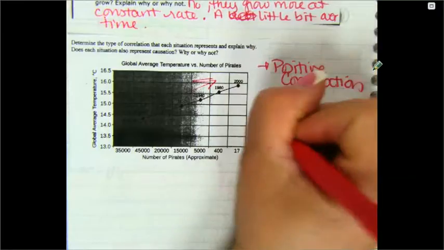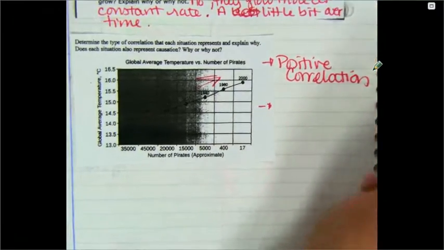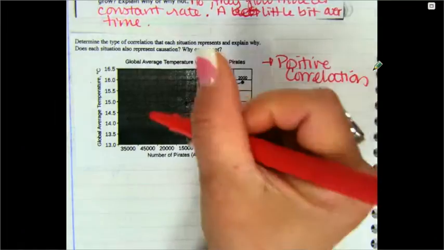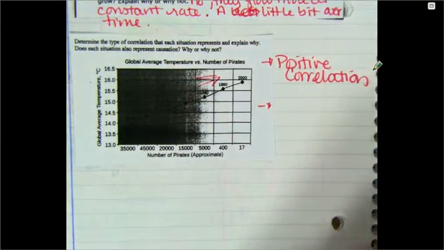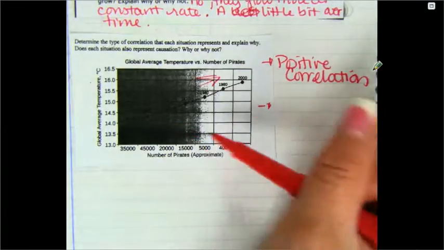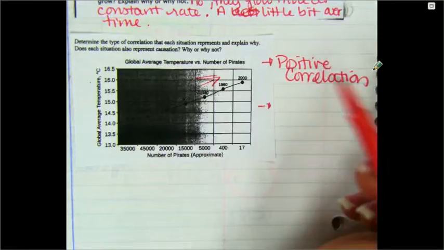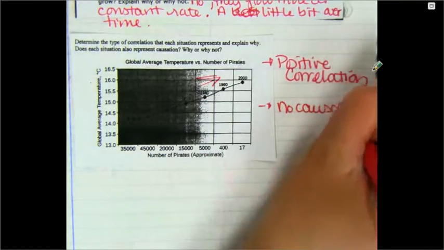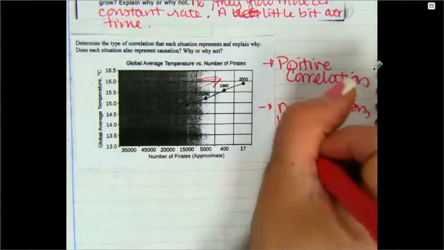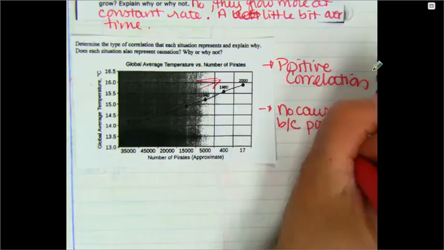Now the second thing it asks is, does the situation represent causation? As the number of pirates increases and the global temperature increases, does that correspond with each other? Is the number of pirates going to make the temperature increase? No. There is no causation, because pirates do not change the temperature.